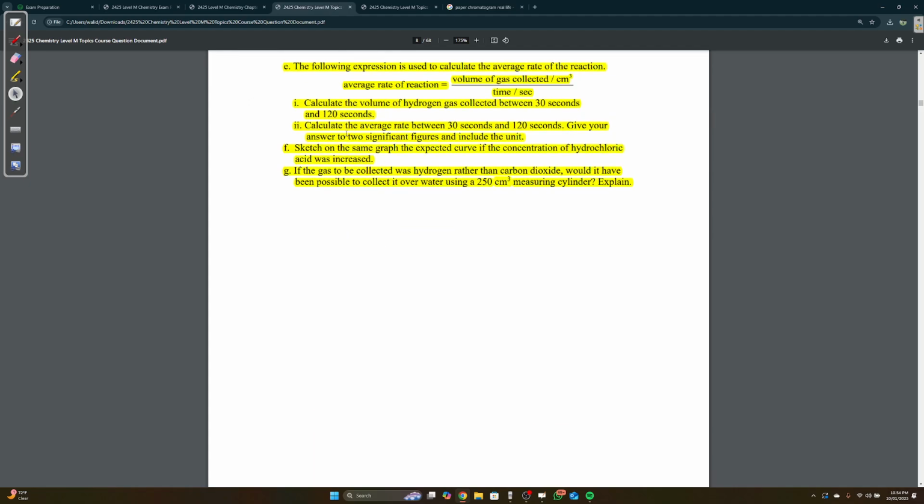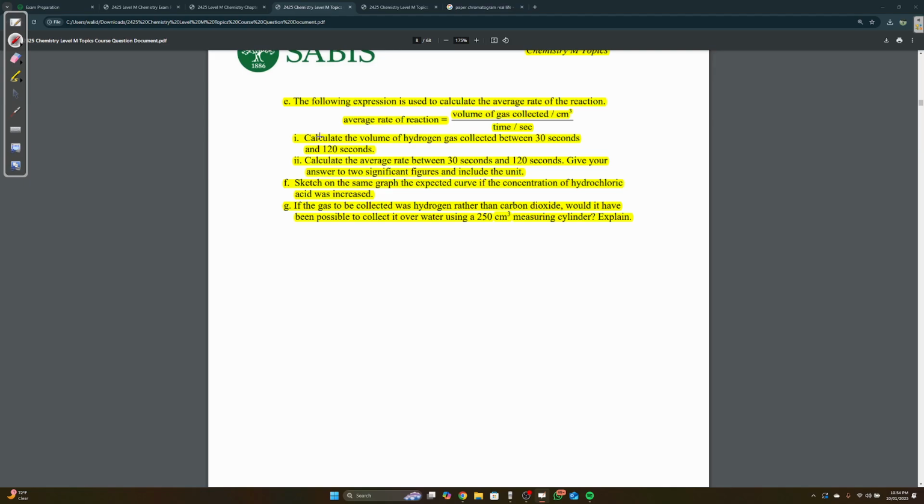F. Calculate the volume. I skipped part I. The volume, we calculated to be 35. Remember, we did 35 divided by 90. That's the volume. And then they said calculate the rate. So here it's 0.39 centimeter cube per second. Okay, I just skipped this part. Very easy. Also, we did it to find the rate.